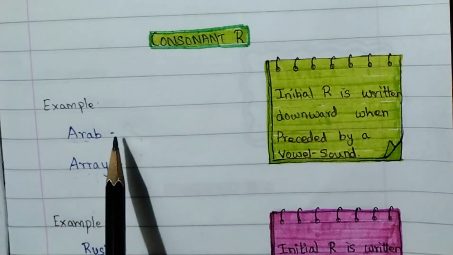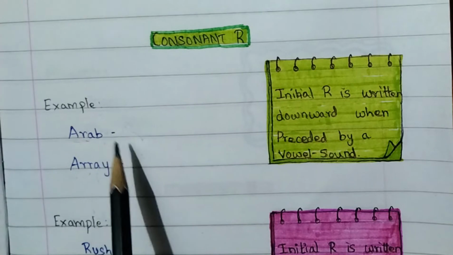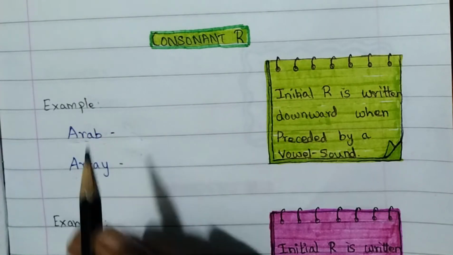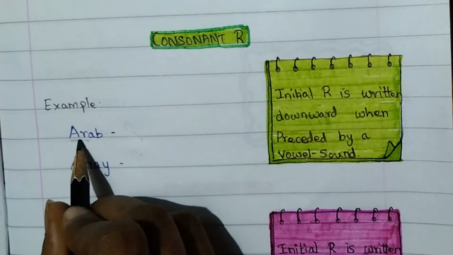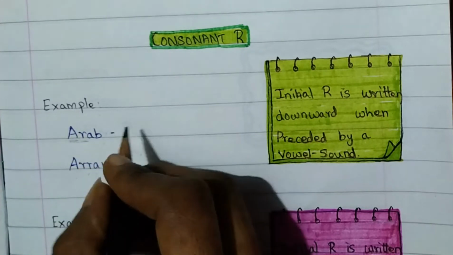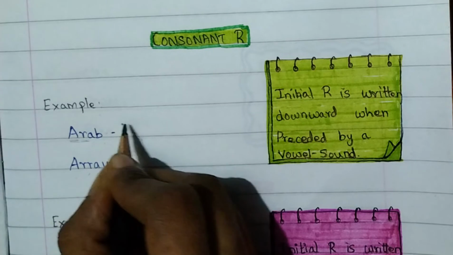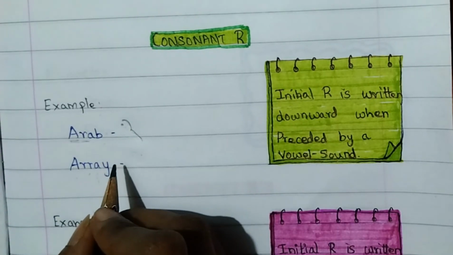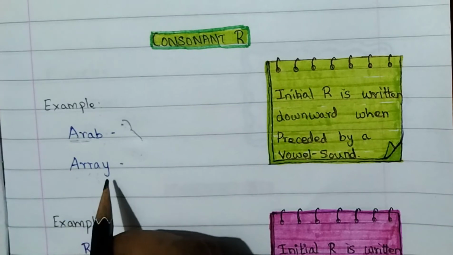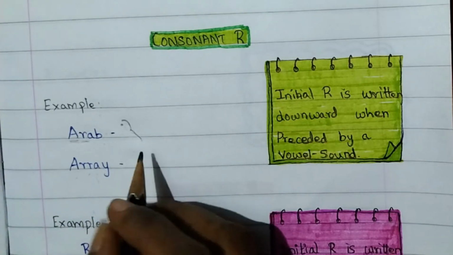Here I have taken the word Arab and array for examples. The word Arab starts with a vowel sound followed by R. So we should use downward R to write this word. Arab. Similarly, we should write for array. Array.